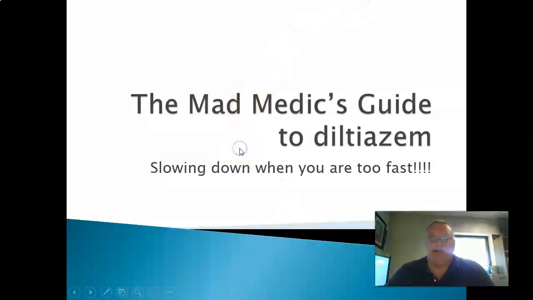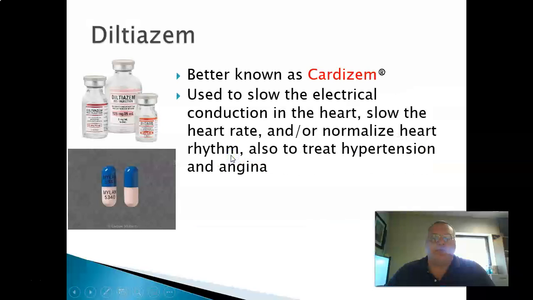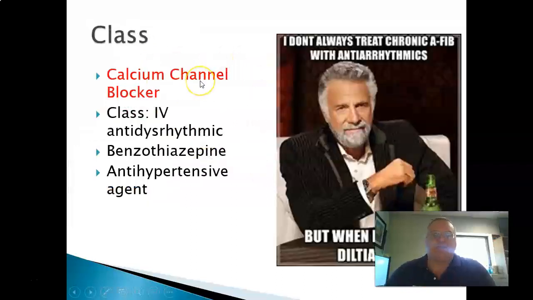Diltiazem is more commonly called Cardizem, and it slows down the electrical conduction, especially through the AV node. So it's used to slow down those heart rhythms. Extremely effective in both atrial flutter or AFib with a rapid ventricular response, because it blocks calcium channels, so it slows down the time of repolarization. This is a calcium channel blocker, also known as a class 4 antidysrhythmic drug.